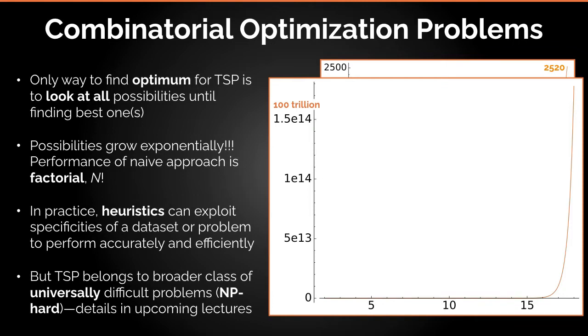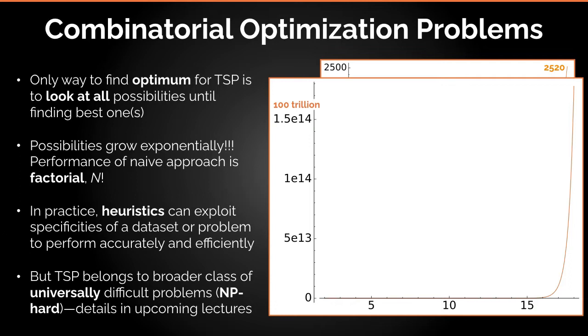And more generally, TSP belongs to a broader class of universally difficult problems that, similarly, do not have straightforward solutions. Those problems are called NP hard, and they're going to be a point of the future lectures on theory of computation. Okay, are there any questions on this so far?